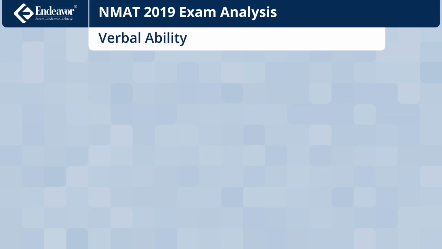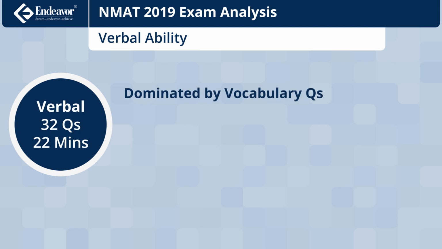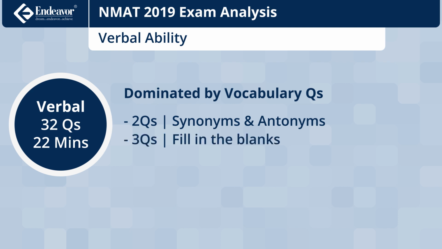Moving on, verbal ability. This section was dominated by vocabulary-based questions. There were 2 questions of synonyms, antonyms, 3 fill-in-the-blanks, 4 cloze test-based questions, and 6 analogies, all of which demanded a decent command over vocabulary.